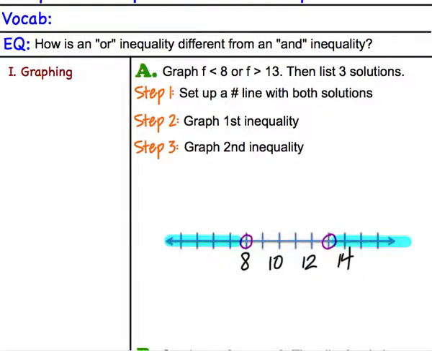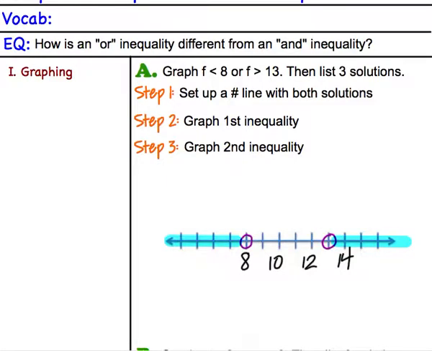And graphing f is greater than 13, those are numbers like 14, 15, 16, 17, so we're going to shade to the right. Now if you recall from yesterday, all of our graphing shaded in between because we had AND, it was where that overlap is. Well, today we're not having that overlap, so therefore we're going to shade on the outside.